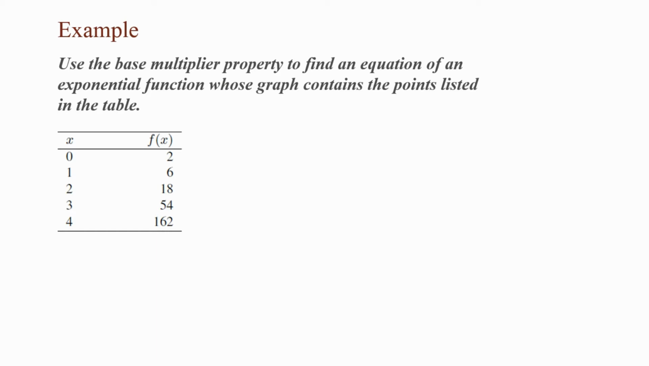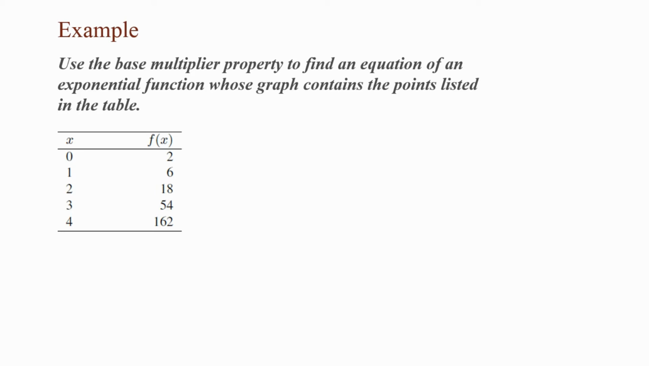In this example, use the base multiplier property to find an equation of an exponential function whose graph contains the points listed in the table. X is 0, f of x is 2. X is 1, f of x is 6. X is 2, f of x is 18. X is 3, f of x is 54. X is 4, f of x is 162.